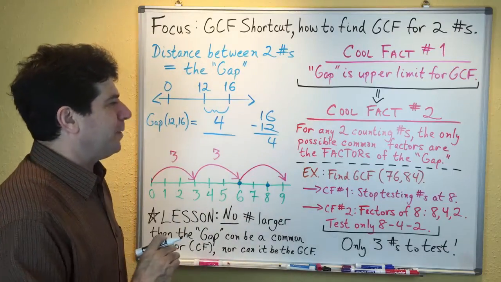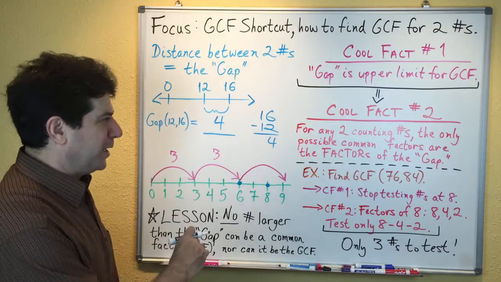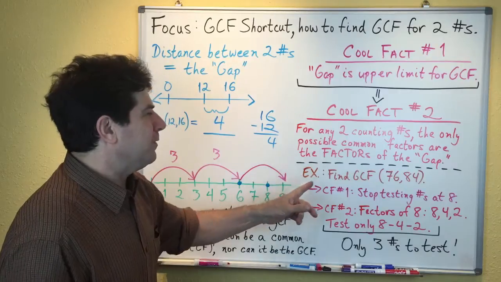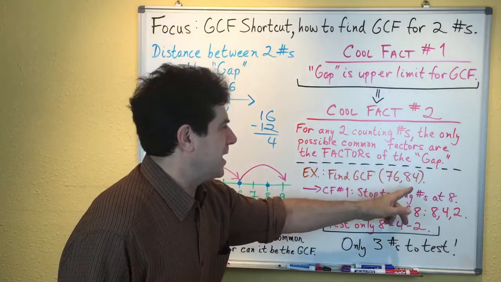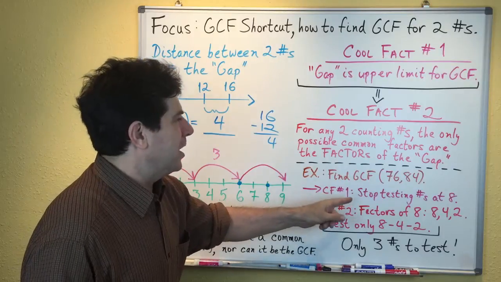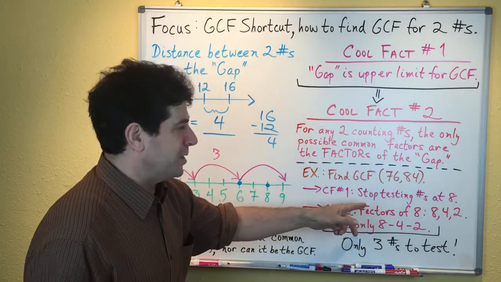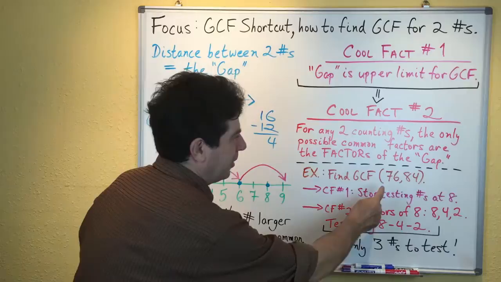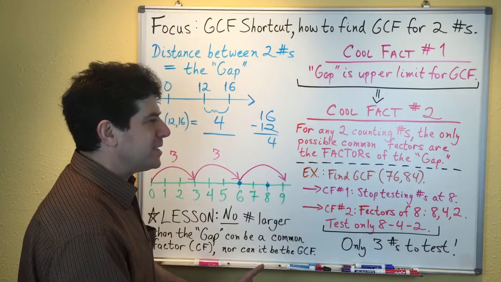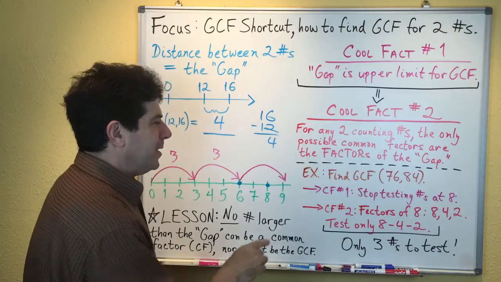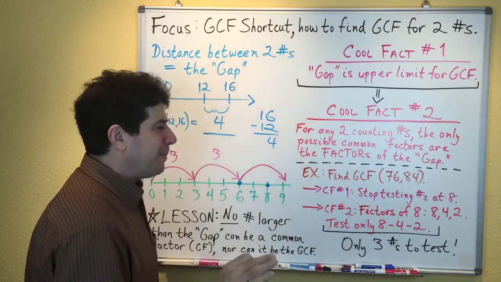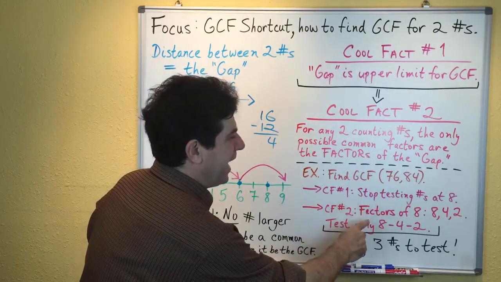Let me give you an example. I'll explain what we're doing here. So, here's the example. Suppose you need to find the GCF for 76 and 84. All right? Using cool fact number 1, we can stop testing numbers at 8 because how far apart are 76 and 84? They're 8 apart. The gap is 8. So don't test any numbers beyond 8. But now, looking at cool fact number 2, we say since 8 is the gap, all we have to look at are the factors of 8.